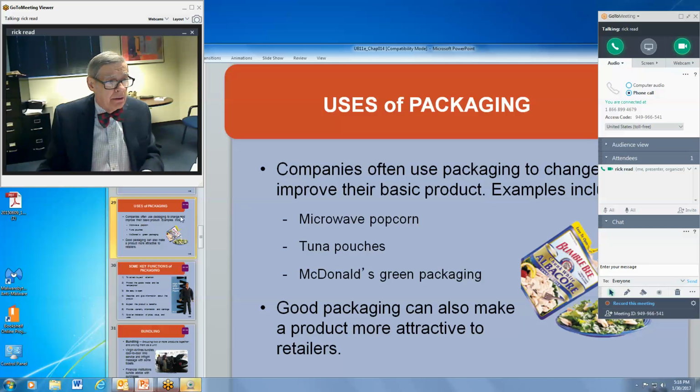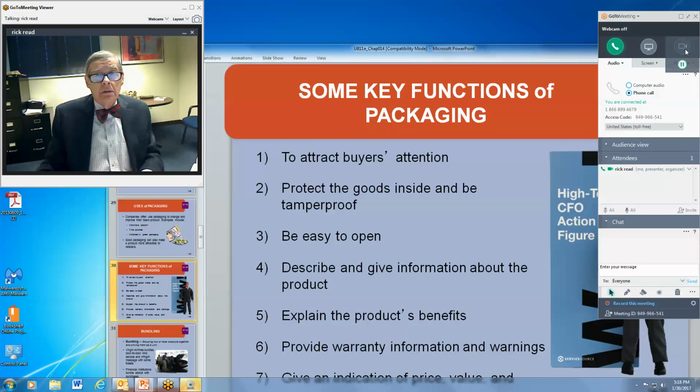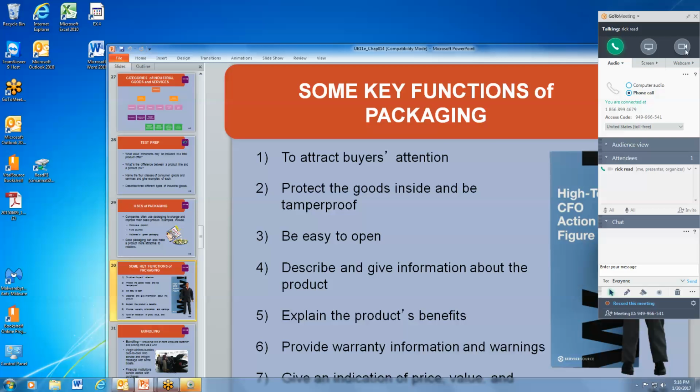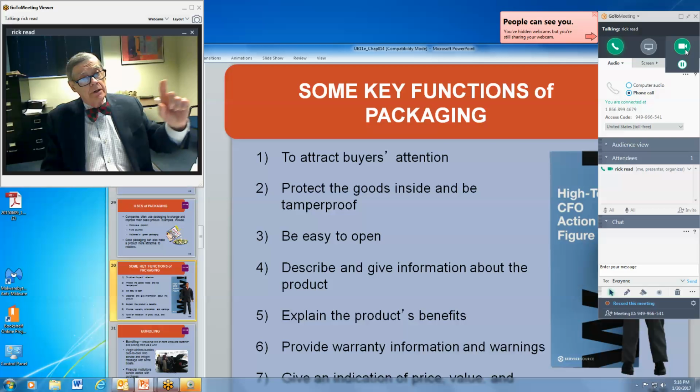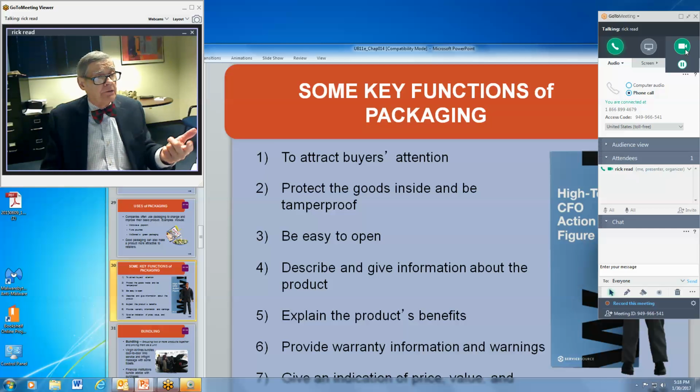How? Why? Well, let's look at what the functions of packaging are. The first was what I've already mentioned: catch our eye, get our attention, get us to pay attention to this particular product. It's meant to protect. It's meant to be easy to open, although many of us would say that's not true. It's going to give us some information about the product, price, so much per ounce, et cetera. Give us some idea of the product's benefits.